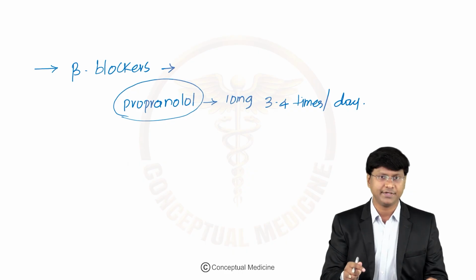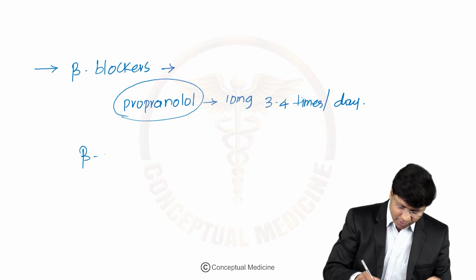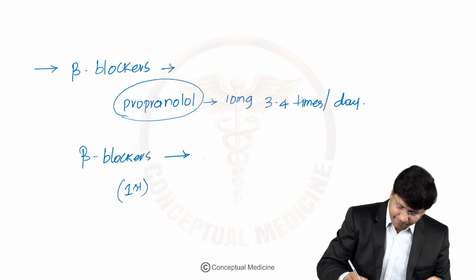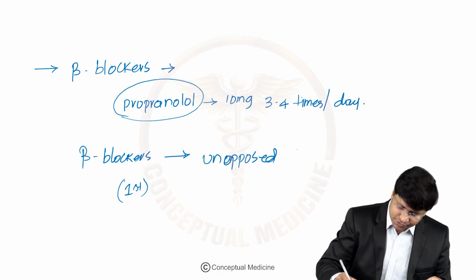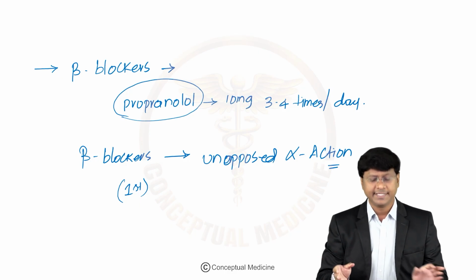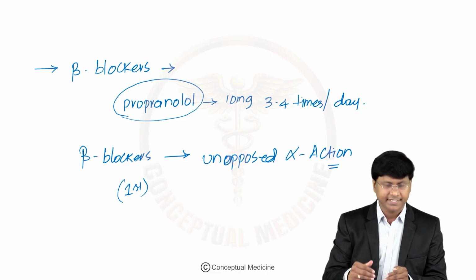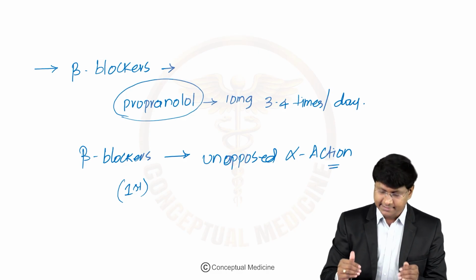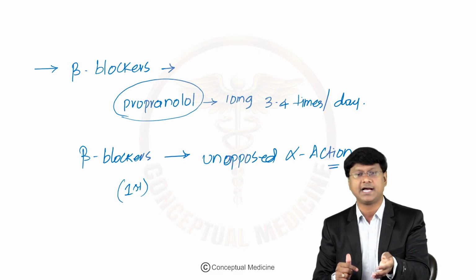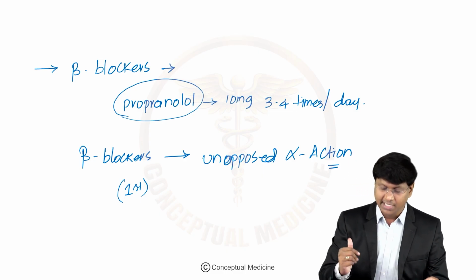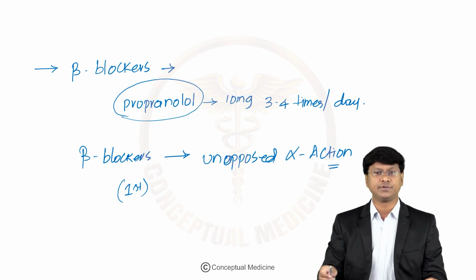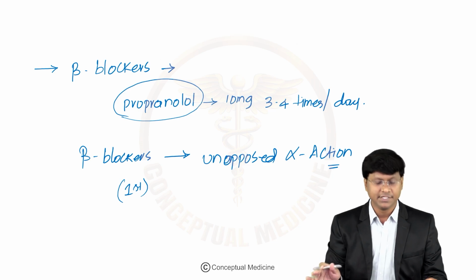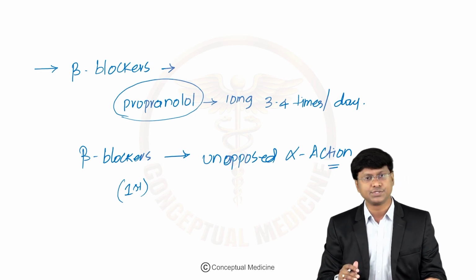And why is that? Because if you give the beta blockers first, there will be unopposed alpha action, right? There will be unopposed alpha action. Okay, so the epinephrine and norepinephrine, instead of acting on the beta receptors, because your beta receptors are blocked by the beta blocker you gave initially, will go and act on alpha receptors. That will lead to unopposed alpha action, and that will make the individual land up in hypertensive crisis. So this should never be done. First alpha blockers and then the beta blockers should be given.